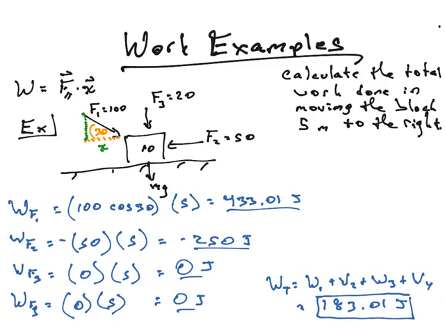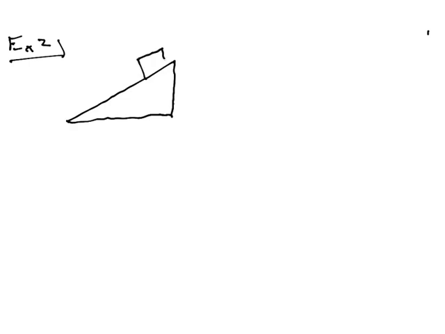So, let's try another example. Example 2. Let's try an inclined plane. Let's say there's a block, mass 10 kilograms, sitting at the top. Let's say this ramp is 30 degrees.